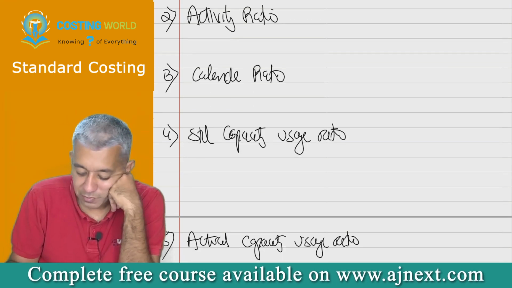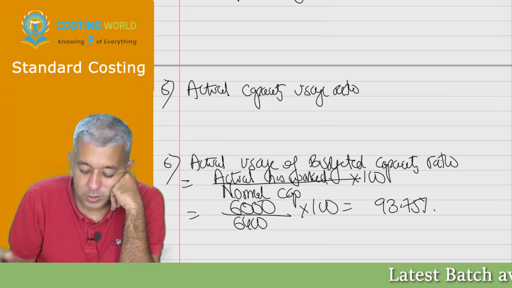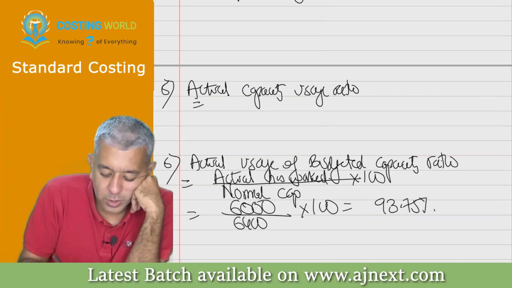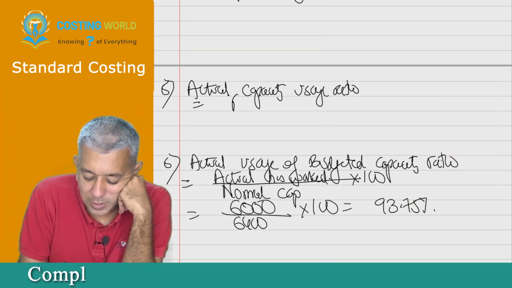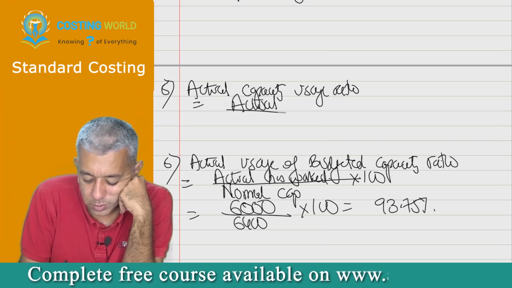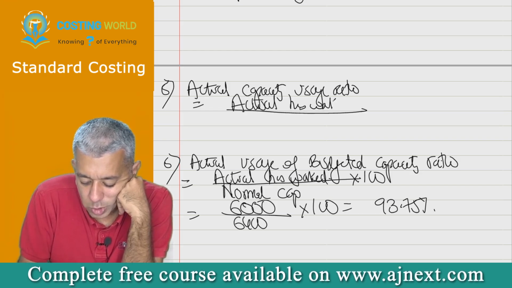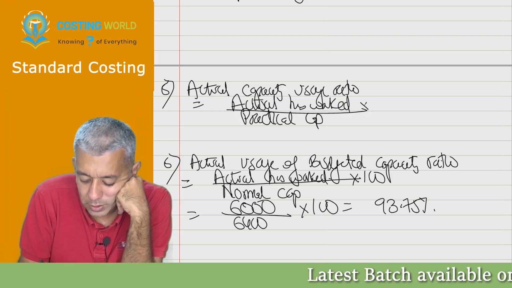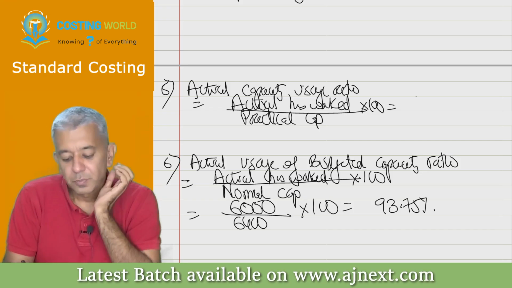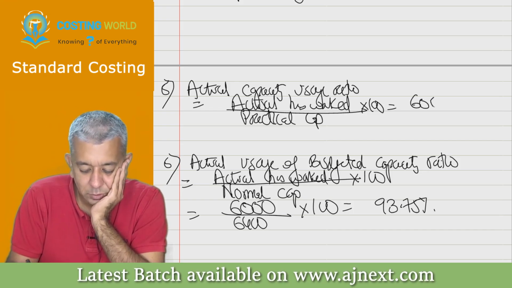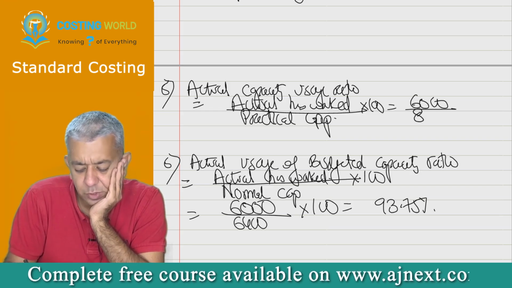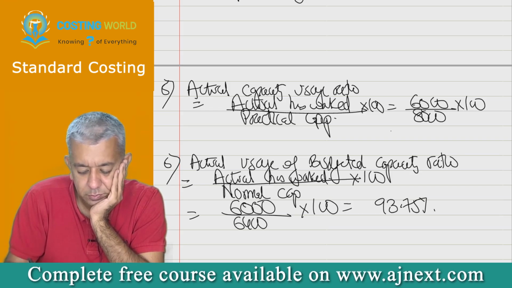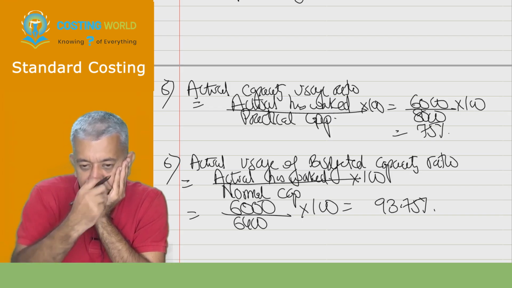Then, the fifth one. Go back to your formulas. Actual capacity usage ratio. I know the formulas, I want you all to look behind and try to tell me. Actual capacity usage ratio will be what? Actual hours worked divided by practical capacity into 100. This will be 6,000 divided by 8,000, into 100. 75%.